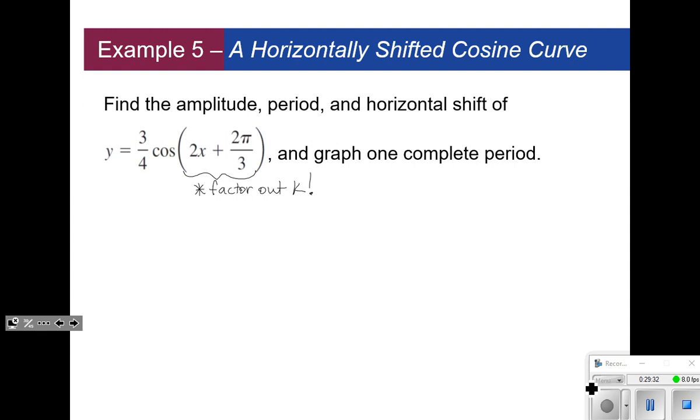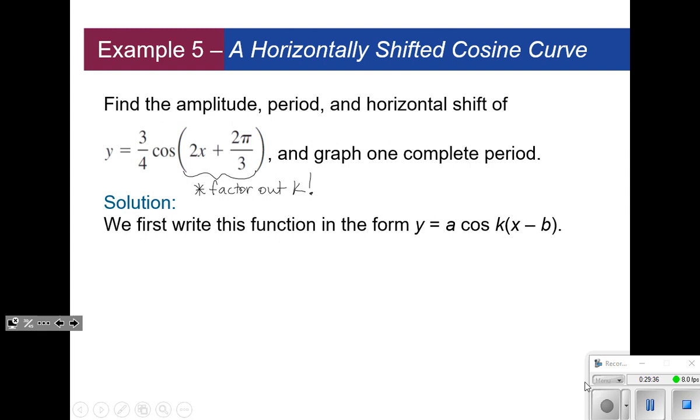Okay, you're going to need to factor out the k out of this one. Notice that the 2 on the x is inside the parenthesis with the phase shift or the horizontal shift. This is how it's supposed to look, with the k on the outside of the parenthesis. So we have to factor out the k.